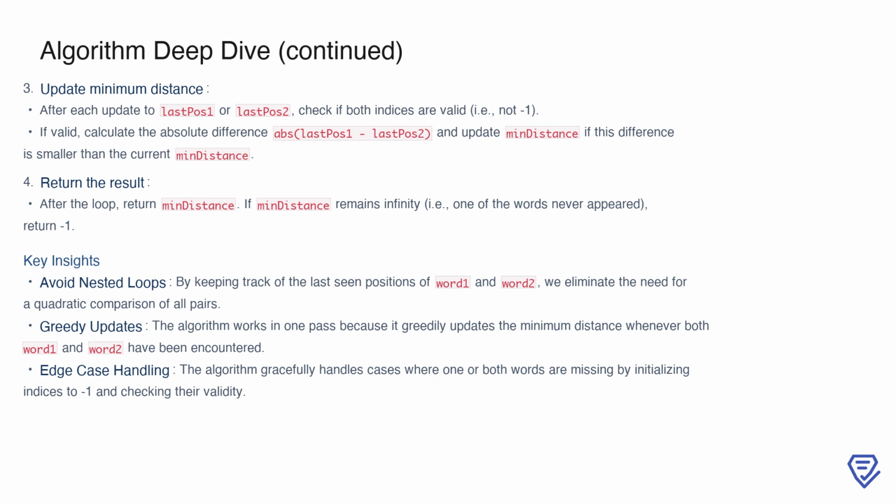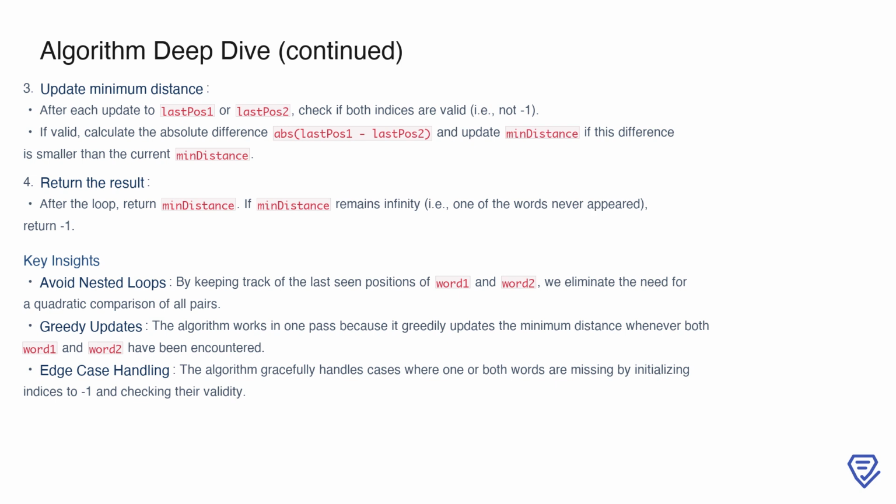This greedy approach ensures that we keep track of the shortest distance encountered so far without having to revisit previous indices. Once the traversal is complete, we return the value of min distance. However, if min distance remains at its initial value of infinity, it means one or both of the words were never found in the list, and we return -1.